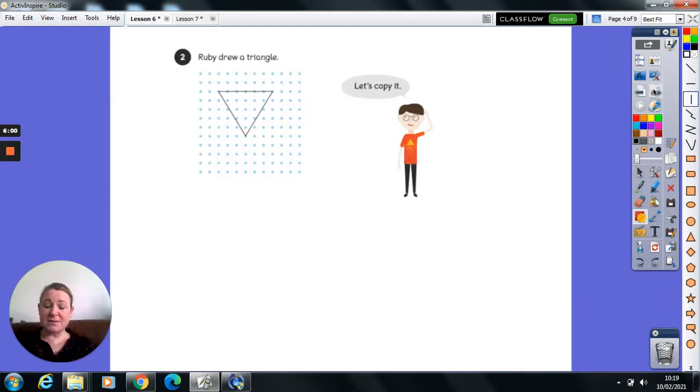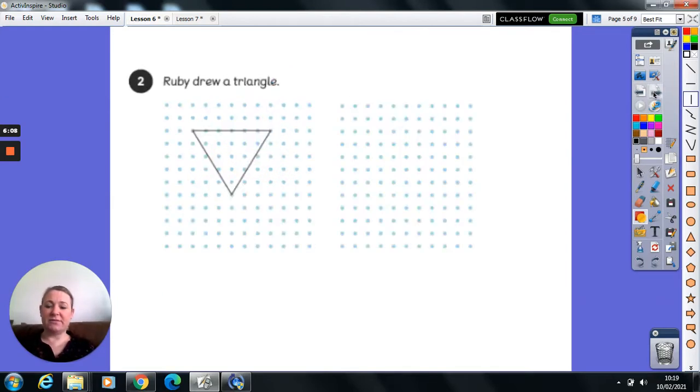Ruby has used the dotty paper to draw a triangle, and then he wants to copy it. Let's have a think about how we can do that. Now, a triangle is more difficult to do, okay? But again, it all comes down to counting. One line is much easier to do than the other, so I'm going to start with that one.